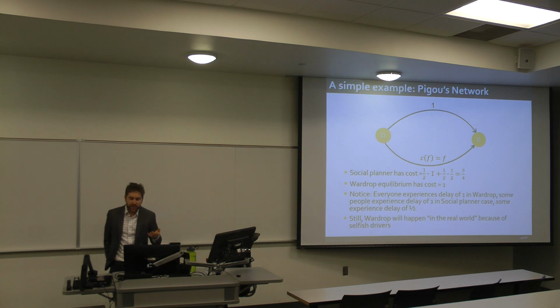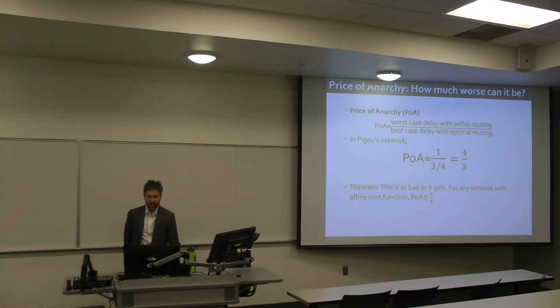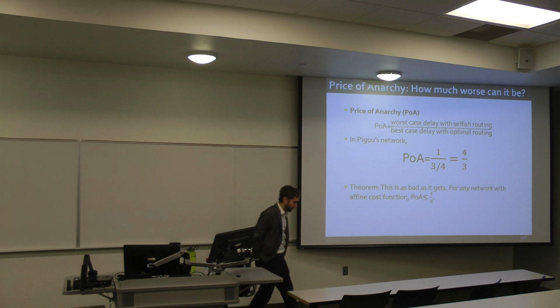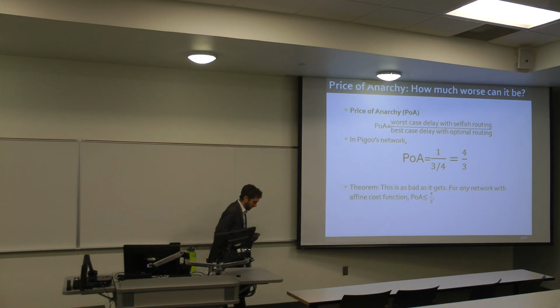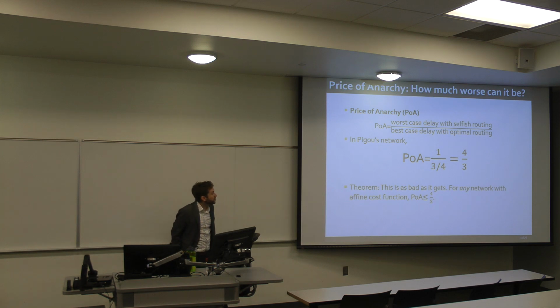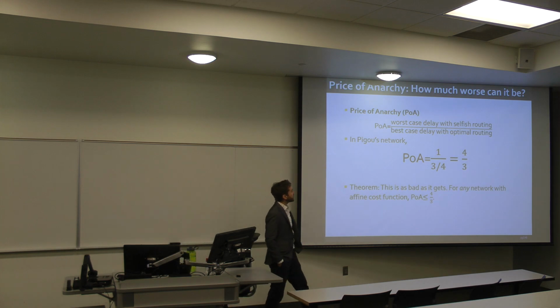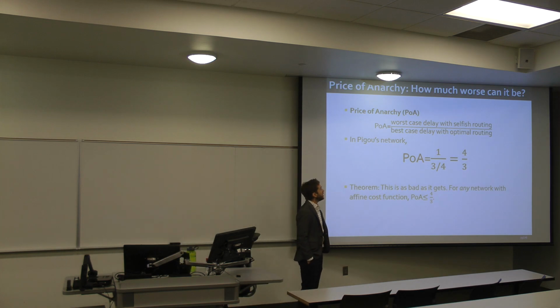Okay, so this is Pigou's network. It's a famous classical example of what happens in networks. Let me introduce this interesting concept called price of anarchy, which is a term that was introduced not that long ago. I think it's only been about 10 or 15 years. It's kind of a fun name for this problem. So we call it the price of anarchy, and it's the ratio of the worst case delay with selfish routing to the best case delay with optimal routing.